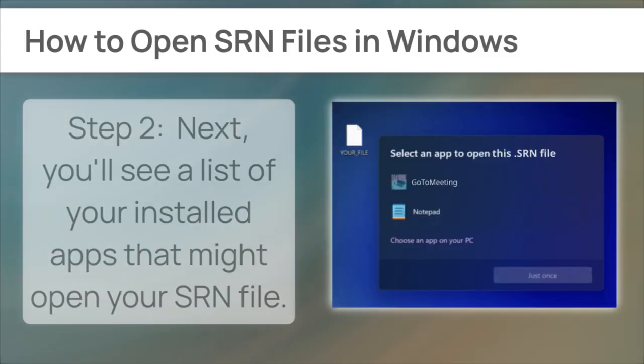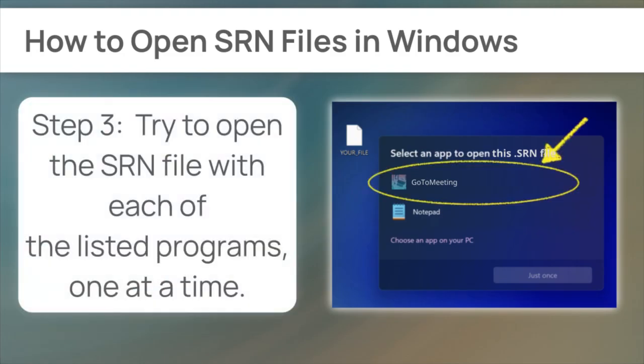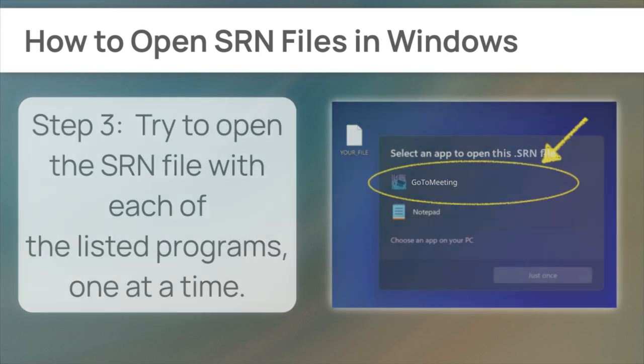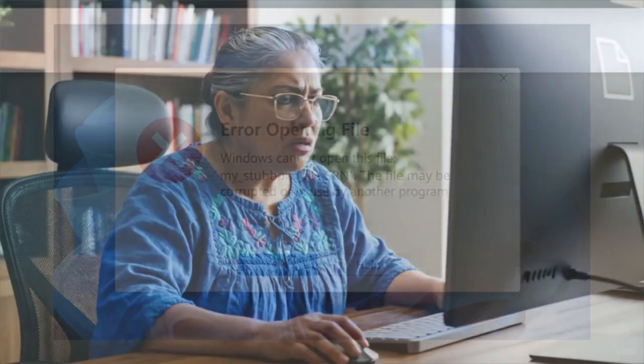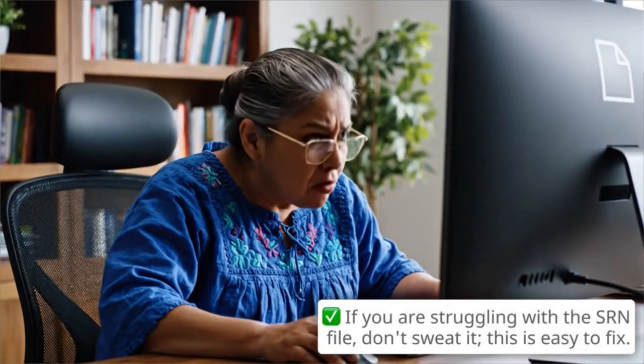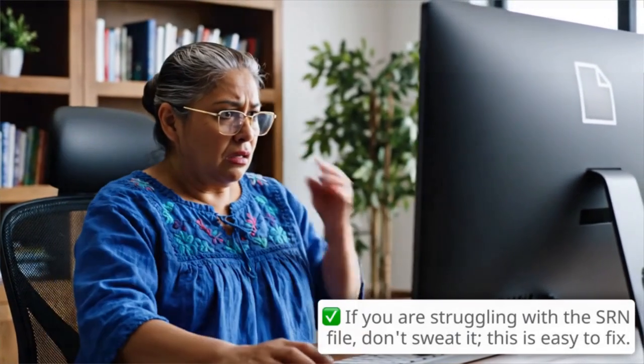Right-click your SRN file and select Open With. Test GoToMeeting if it appears. If it fails, select the next application. Testing eliminates uncertainty. If your SRN file still refuses to open, stay calm. The file is failing for a technical reason, not a silly one. Before we apply the universal solution, let's review the most likely root causes of the error.